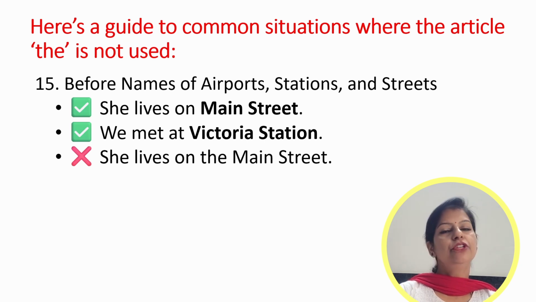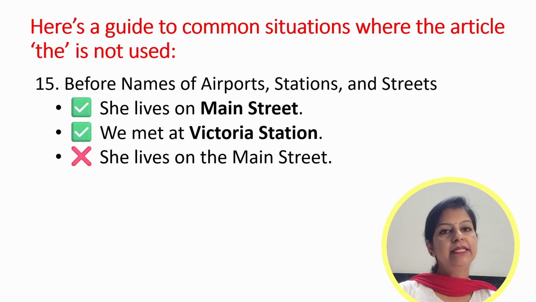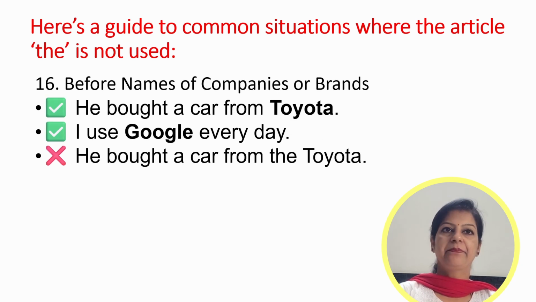Number 15, we don't use the before names of airports, stations and streets unless the name has the as part of it. Example, she lives on Main Street. It is correct. We met at Victoria Station is correct. She lives on the Main Street is incorrect. We don't say the Main Street unless it's part of the official name.